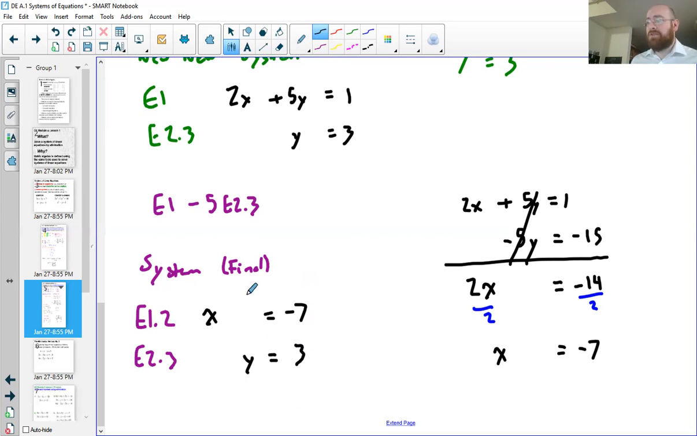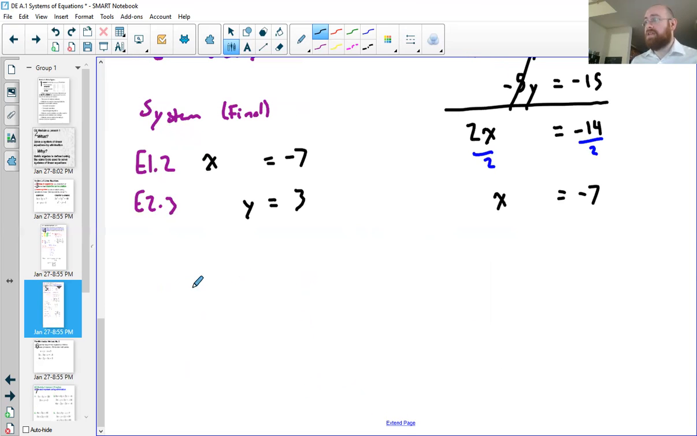This will make more sense why it's useful when we start writing matrices. But this final system is our solution. If we wanted to write our solution as a coordinate point, we could say negative 7, comma 3, since this would be a coordinate point.